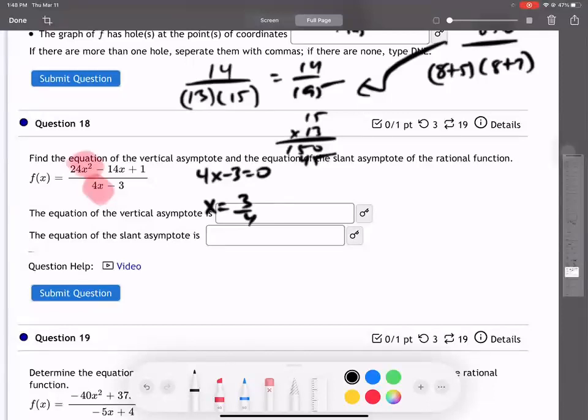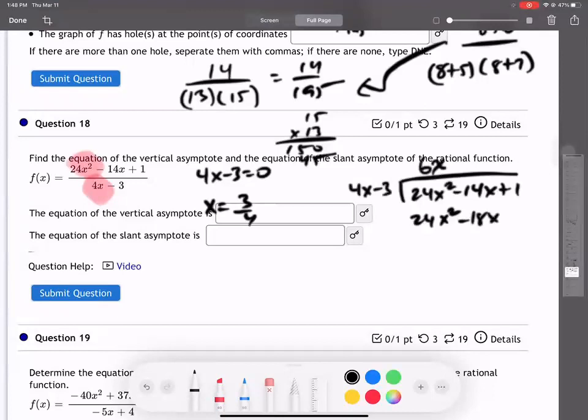The equation of slanted, we do long division. 4x minus 3, into 24x squared minus 14x plus 1. Let's go ahead and divide it. 4 goes into 24 6 times, 6x. Multiply down, 24x squared minus 18x.